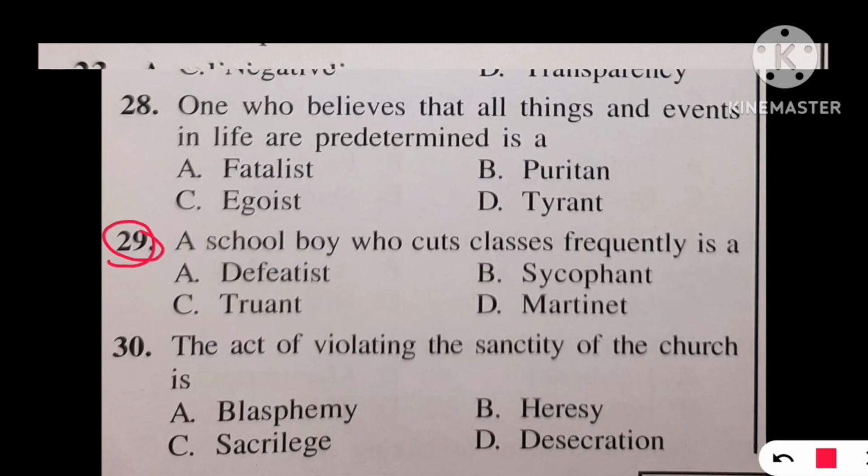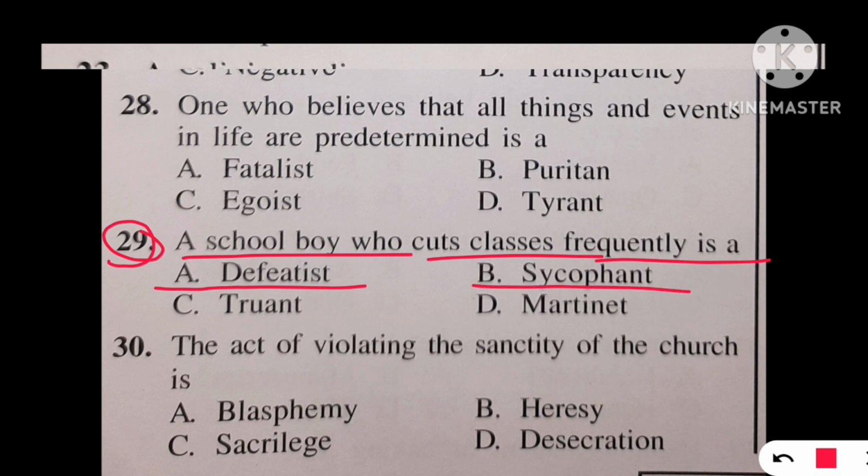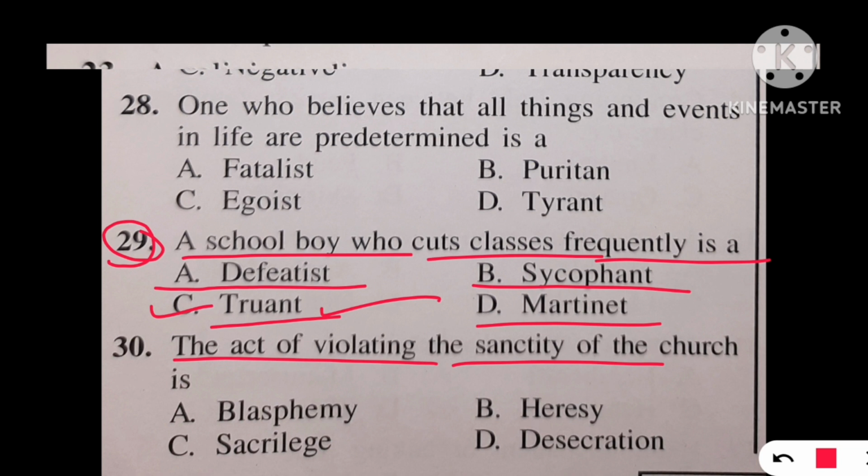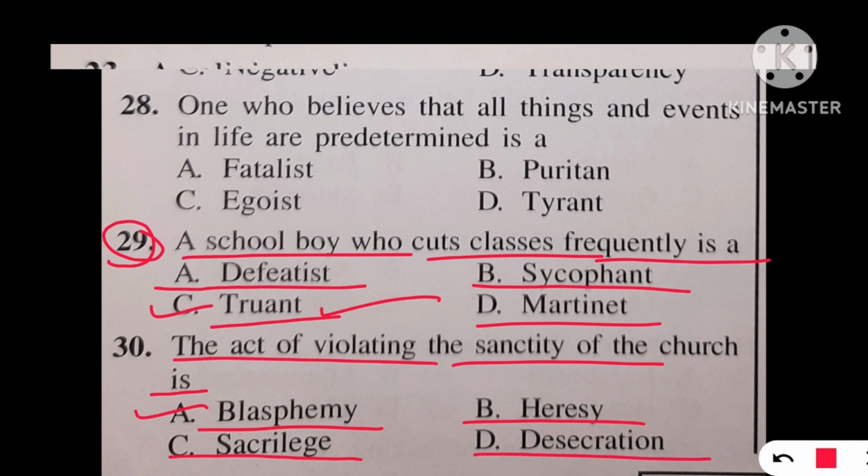Number 29. A schoolboy who cuts classes frequently is a option A, defeatist, option B, sycophant, option C, truant, option D, martinet. Right answer is option C, truant. Let's move to question number 30. The act of violating the sanctity of the church is called option A, blasphemy, option B, heresy, option C, sacrilege, and option D, desecration. The right answer is option C, sacrilege.